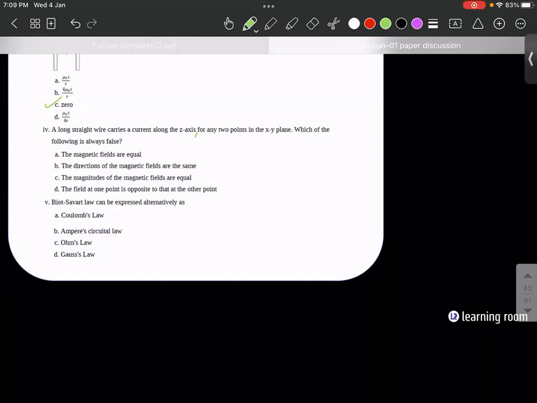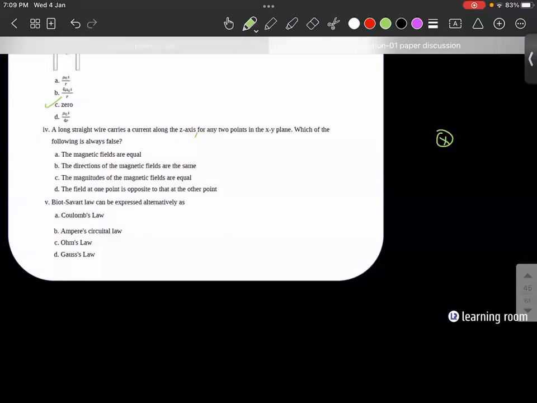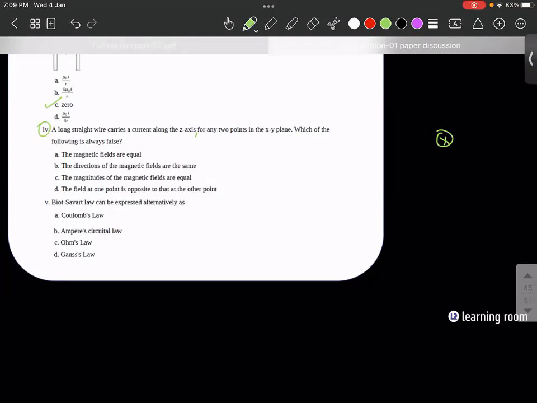Sir, if the two points considered are not the same points, then it should be option B, right? The direction of magnetic fields are the same. See, actually, the question is ambiguous. For any two points in the XY plane, which of the following is always false? Oh, it's always false. Sorry, I was thinking it's true. Then it is right. So, which of the following is always false? The magnetic fields are equal. They cannot be equal, no?